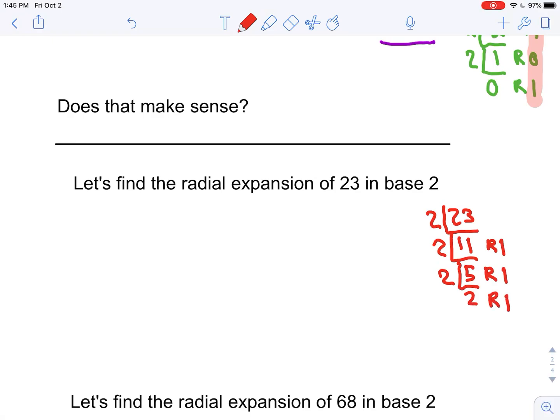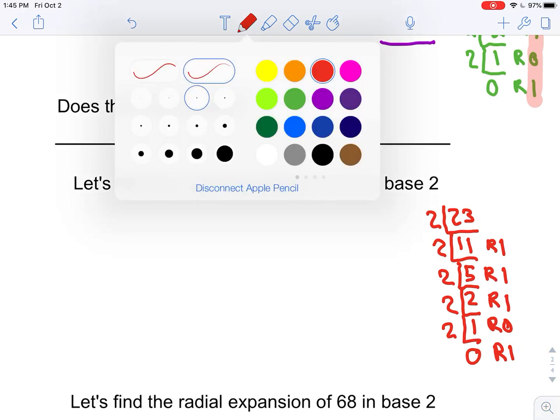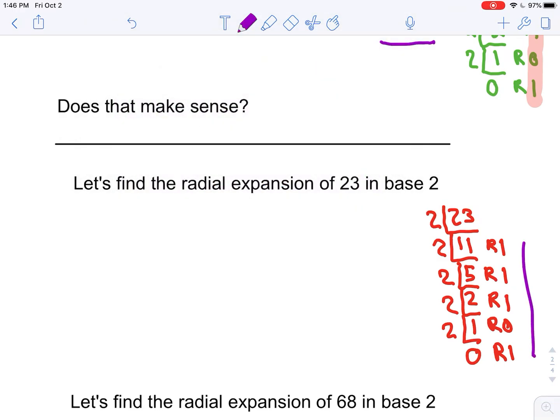2 goes into 5 twice, again with a remainder of 1. 2 goes into 2 one time, remainder of 0. And then last one, 2 into 1 goes 0 times, but now there's a remainder of 1. Again, you're going to read bottom up as you write your answer. You're going to say 1 0 1 1 1. I'm going to put it in parentheses like so, and then I say base of 2.